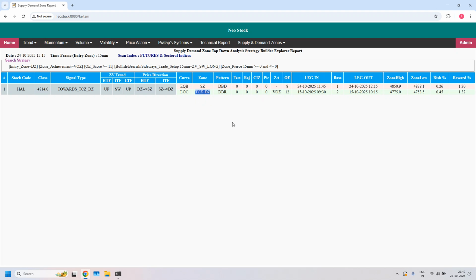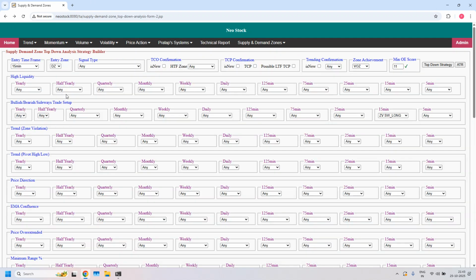lesson 30.3 checklist items are satisfied. Otherwise, there are higher chances of zone violation. Next, sideways short trade setup. Changes are 15 minute supply zone and sideways short.